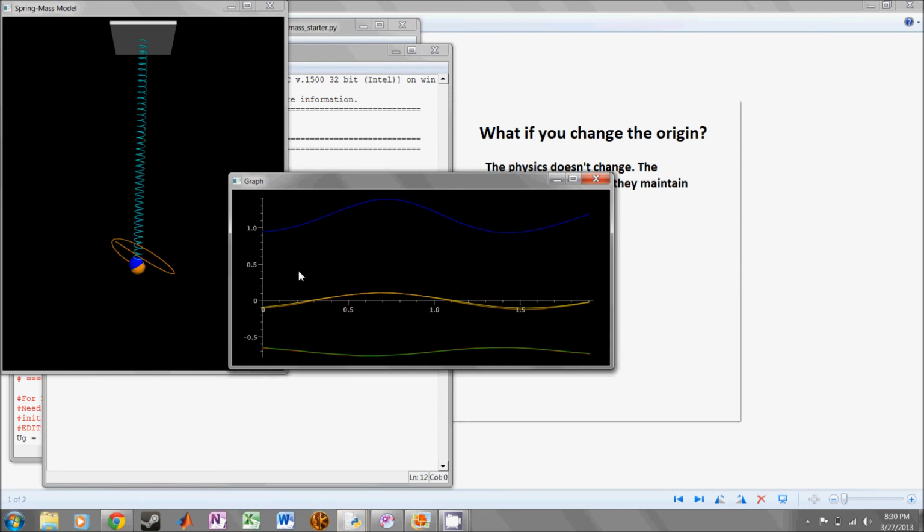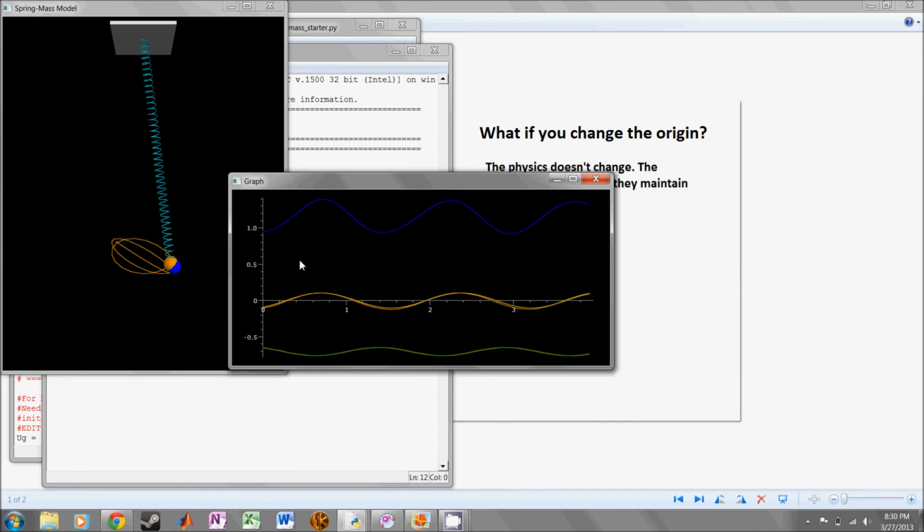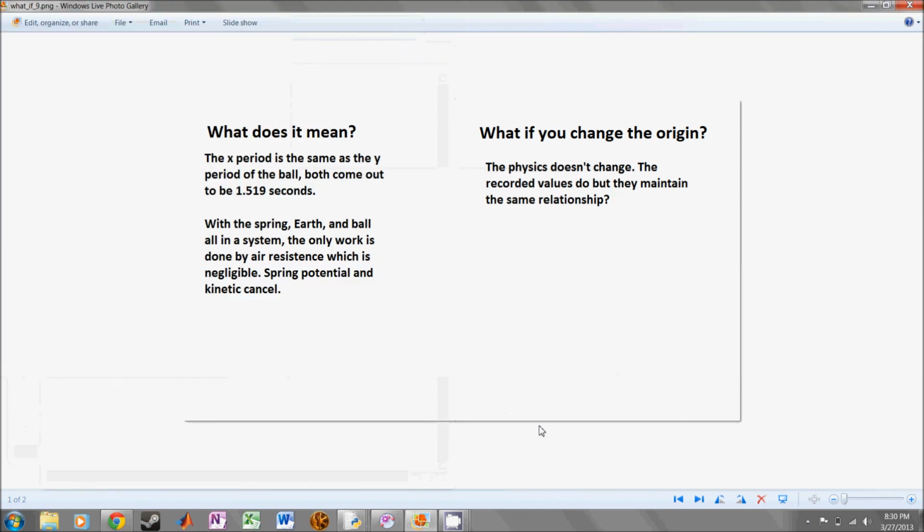Well, the physics are the same. We have some different values for what our forces will probably end up being, but the relationships between all of them are going to be the same. So changing the origin doesn't really do much.